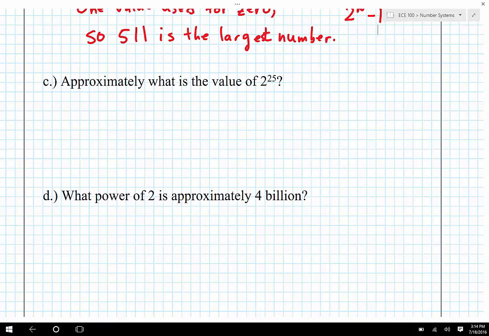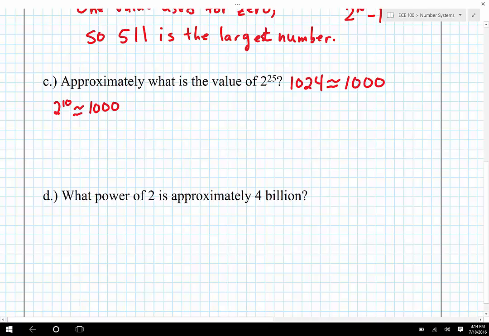Approximately, what is the value of 2 to the 25th? Now, approximately here is really relying on the fact that 1024 is approximately equal to 1,000. So anytime that you see approximately in one of these questions, it's really saying you can round 1024 down to 1,000. That's 1 kilobyte or 1 kilobit. We're going to call that 1,000, but it'll still be really, really close. So 2 to the 10th is approximately equal to 1,000.